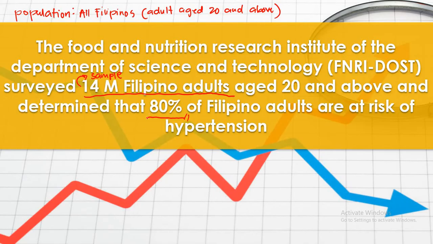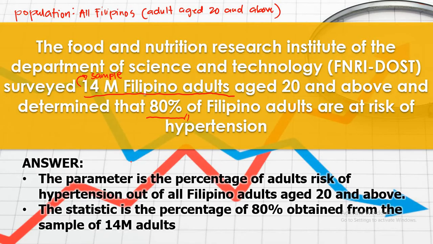But through the sample numerical measure, which is the statistics, we can identify what is the parameter. How? By generalizing what this numerical measure is. So in terms of parameter, it is simply the percentage of adults at risk of hypertension out of all Filipino adults aged 20 and above. So this is in terms of percent. What is this all about? It is the percent of Filipino adults at risk of hypertension. This is our parameter. This is the one measuring the population, which is all Filipino adults aged 20 and above, which is similar to what we have identified a while ago.